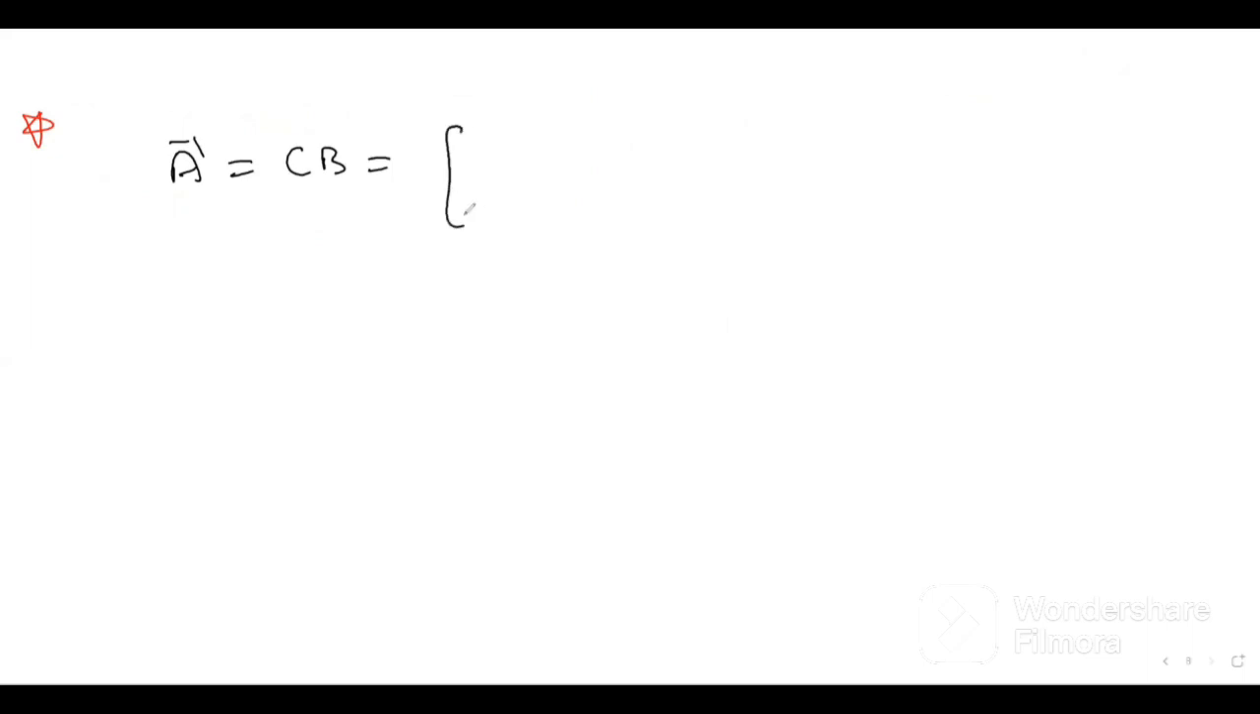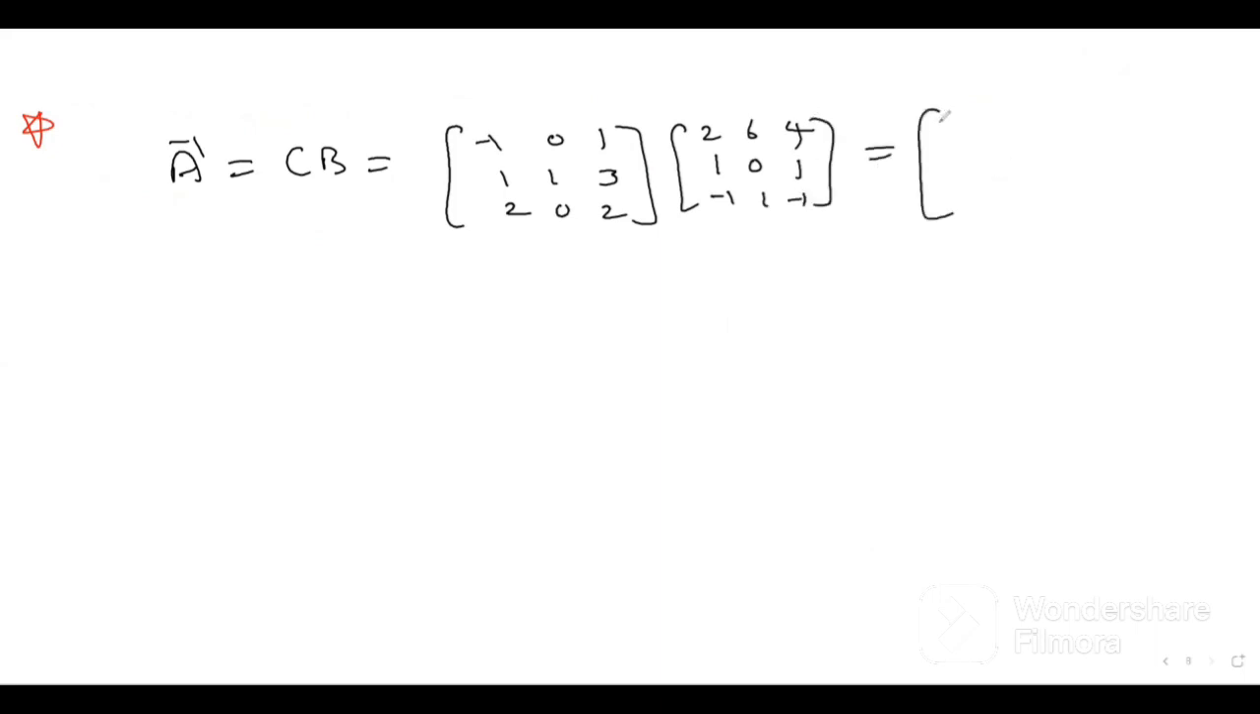What is the C given here? Minus 1, 0, 1, 1, 1, 3, 2, 0, 2 into B matrix. What is given here? 2, 6, 4, 1, 0, 1, minus 1, 1, minus 1. After multiplication, what we get here? Minus 3, minus 5, minus 5, 0, 9, 2, 2, 14, 6.